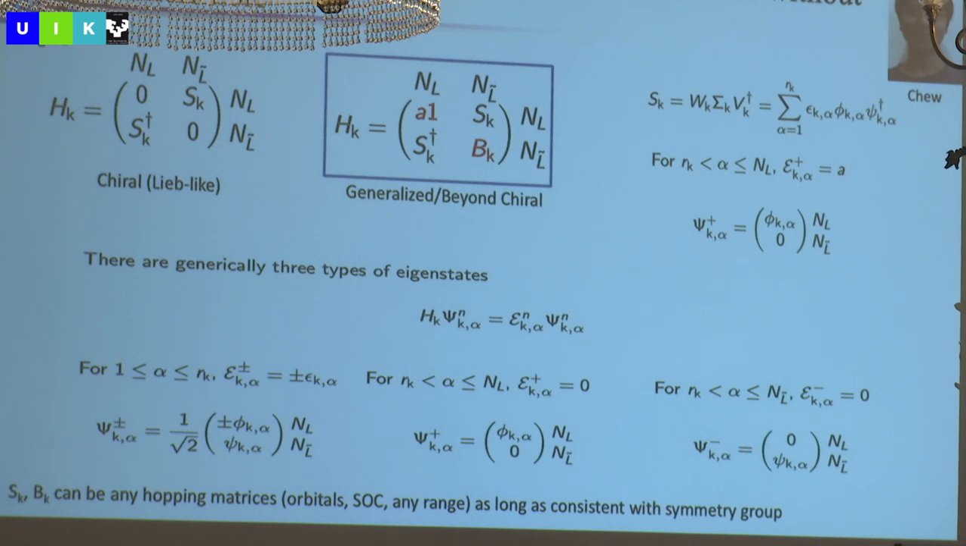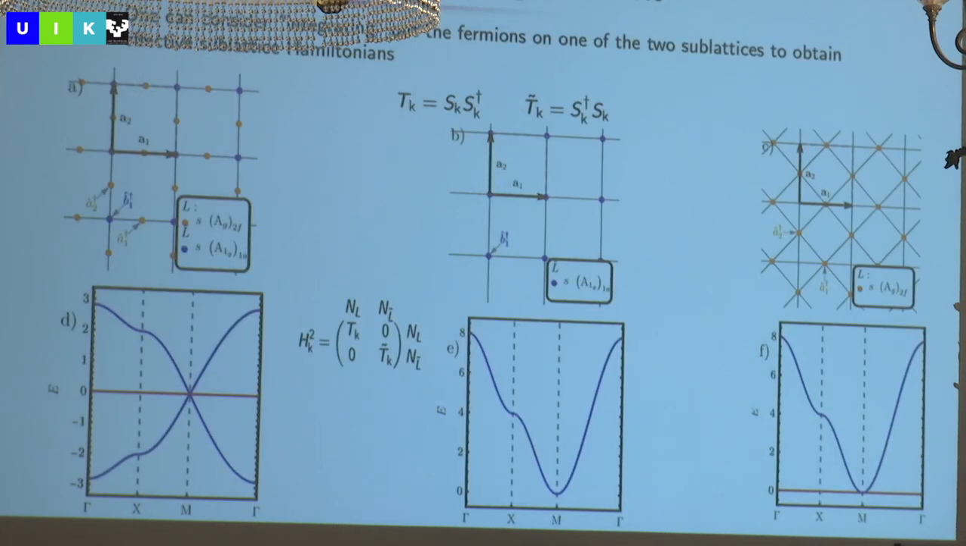Okay, so let's go through some examples. For the Lieb case, there's actually an index theorem that says you have to have a crossing here, but you can prove it without the index theorem. Lieb's lattice is the following: I have an s orbital here and an s orbital here, with two sites per unit cell in the L sublattice and one site per unit cell in the other sublattice, and I get this flat band with nearest neighbor hopping.